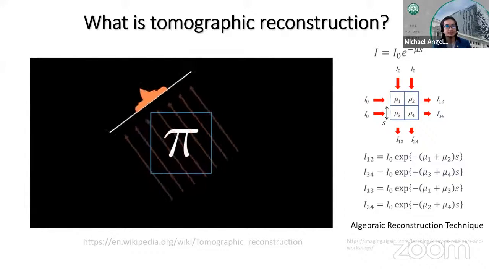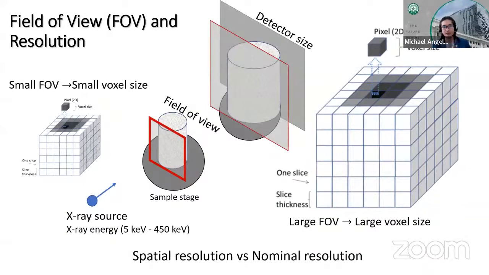And of course, you also have to remember the field of view and the resolution. Note that the nominal resolution of the reconstructed image can be described by the unit voxel size. The spatial resolution is typically greater than the voxel size because it depends not only on the geometry but other factors. In this case, a smaller field of view would give you a smaller voxel size or better nominal resolution, given the fixed detector size. And later on, I'll show you some examples of this.